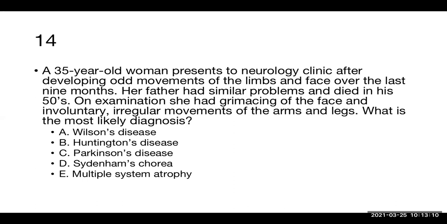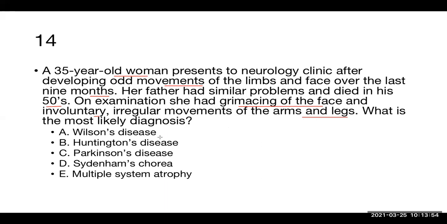Now let's make this the last case for today. We have almost come towards the end of today's class. See here, a 35-year-old woman presents to neurology clinic after developing odd movement of the limbs and face over the last 9 months. Her father had similar problems and died in his 50s. So there is a family history. If father had a similar type of problems, probably it is an autosomal dominant disorder. On examination, she had grimacing of the face and involuntary irregular movement of the arms and leg. What is the most likely diagnosis?